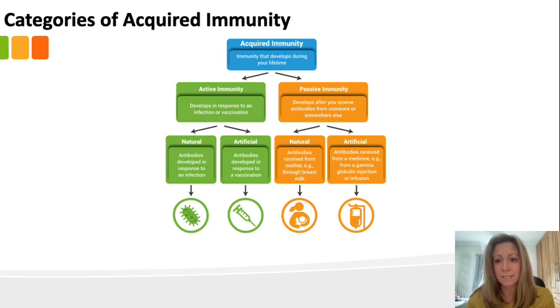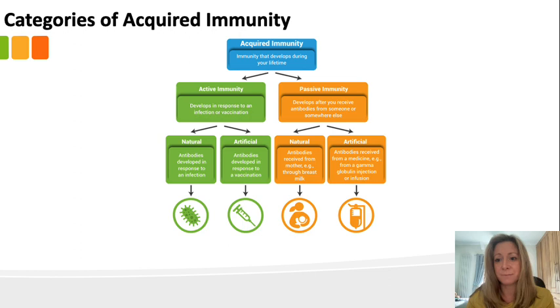Natural passive immunity happens when antibodies are transferred from one human to another in a natural way, for example after birth when breastfeeding. This provides protection for a short period of time until the child's own immune system develops. Artificial passive immunity offers protection for a short period and is when antibodies have been developed by another person and are transferred by a blood transfusion or injection.